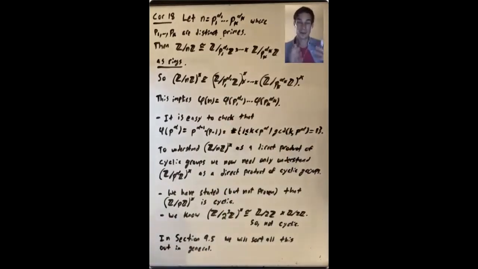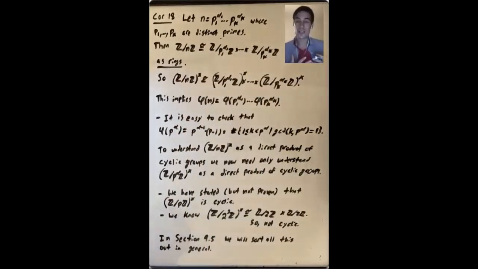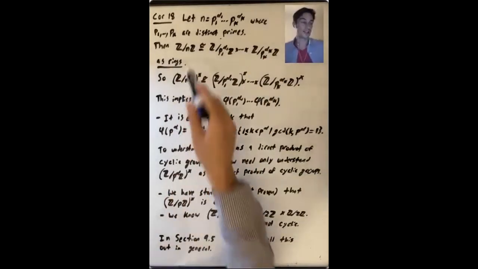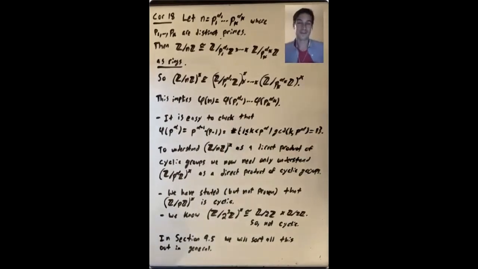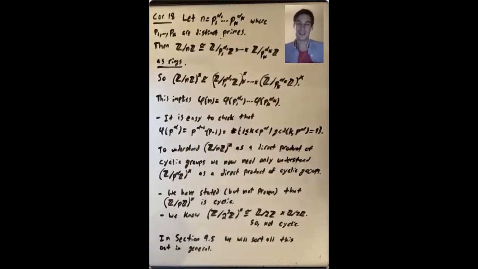So it really is important that these are isomorphic as rings. We already knew these were isomorphic as groups. For example, a finite abelian group is isomorphic to a direct product of its Sylow p-subgroups. Okay, so this is a first application of the Chinese remainder theorem.